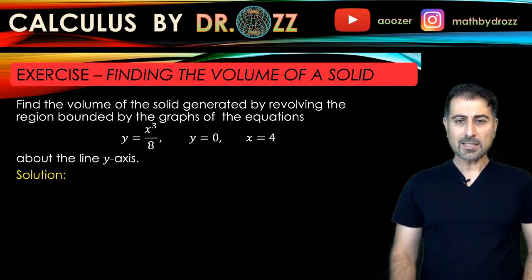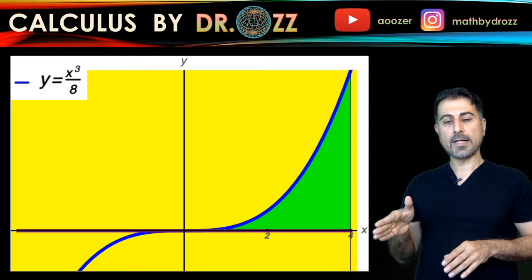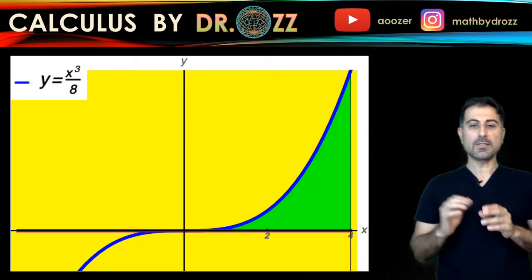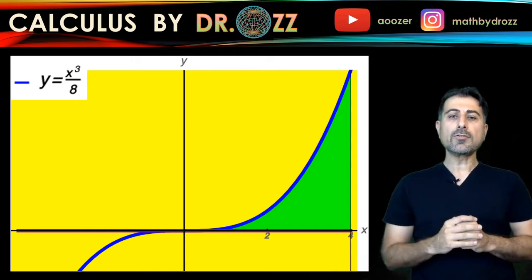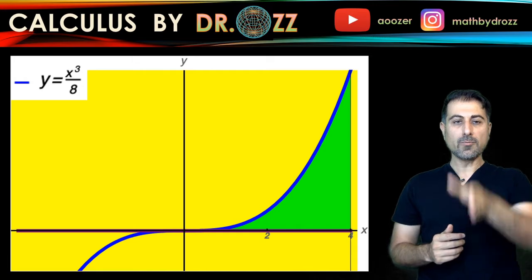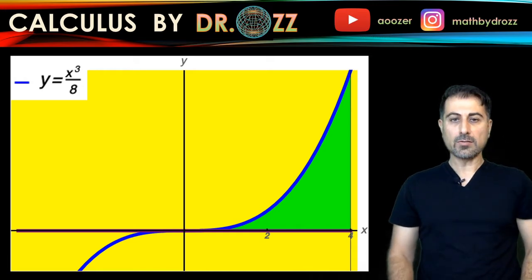So this is exactly what the region looks like. You have the vertical line bounding the right-hand side of the region, you have the x-axis, and you have the blue curve over there. So you're talking about this green region, and you're going to revolve this around the y-axis. Essentially the y-axis is vertical, so you're going to revolve this around that y-axis.